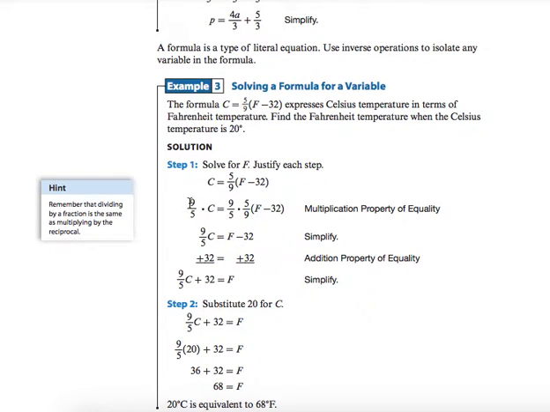You got C times 9/5. And then you rewrite that with them being right next to each other. Now you still have F minus 32 here. The opposite would be plus 32, and now you have your new equation. F equals 9/5 C plus 32.